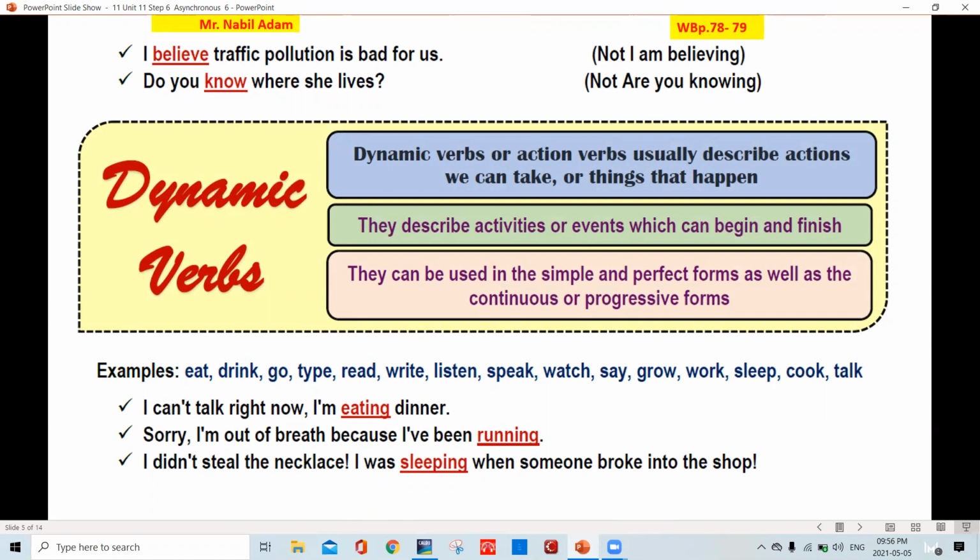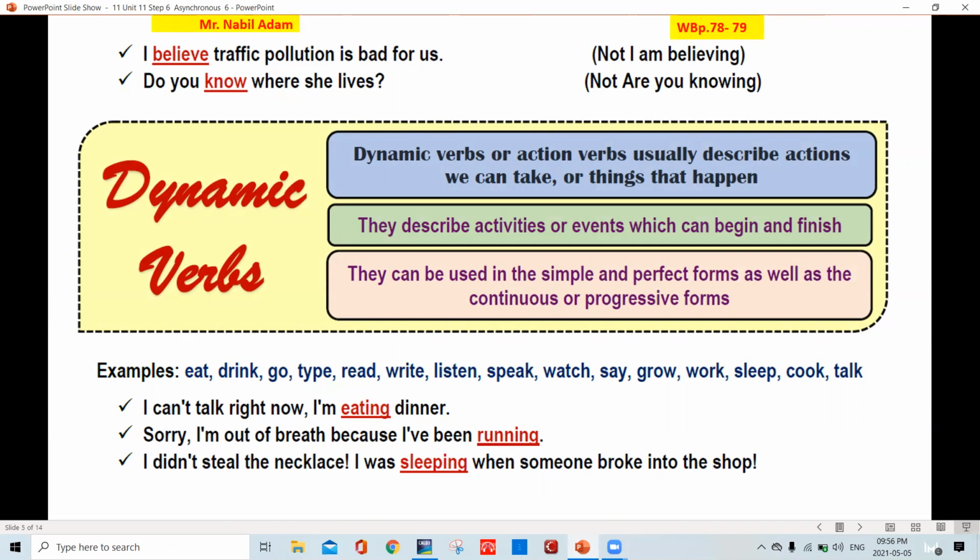Examples like eat, drink, go, type, read, write, listen, speak, watch, say, grow, work, sleep, cook, talk. All these are what? Examples for dynamic verbs or action verbs. I can say, I can't talk right now, I am eating dinner. So something which is happening at the time of speaking.